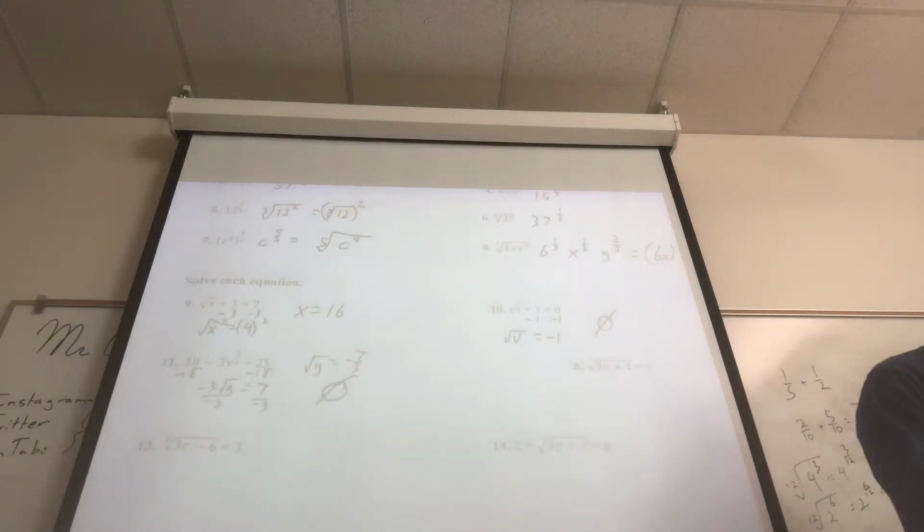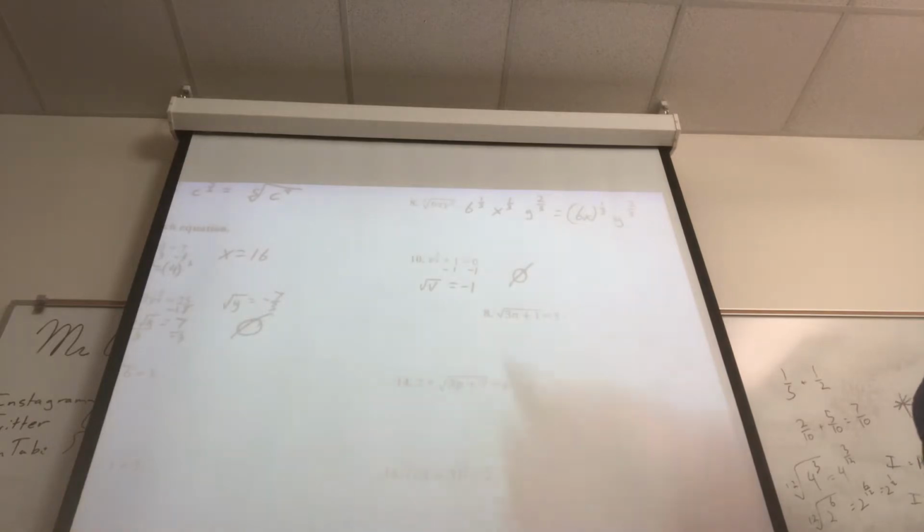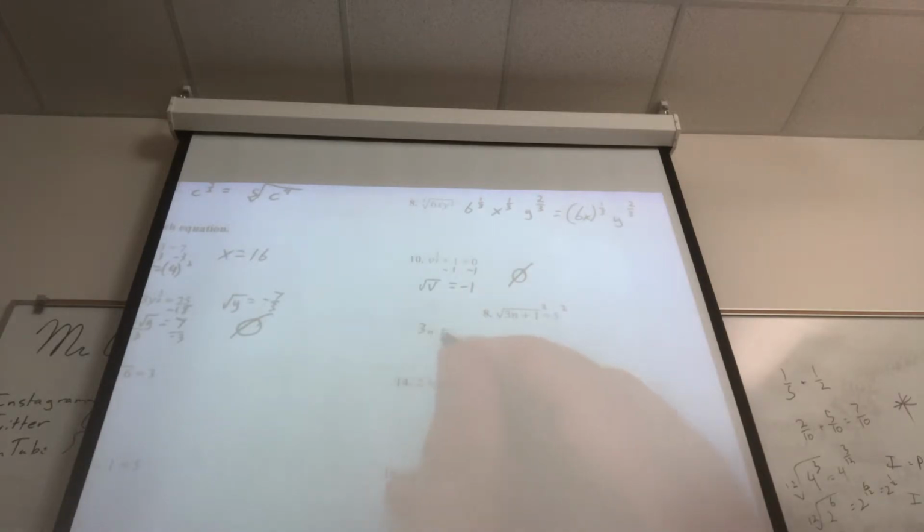Okay. On number 8, it kind of goes back to being normal. That'd be we square both sides. 3n plus 1 is equal to 25. Subtract 1. 3n equals 24. N is 8.